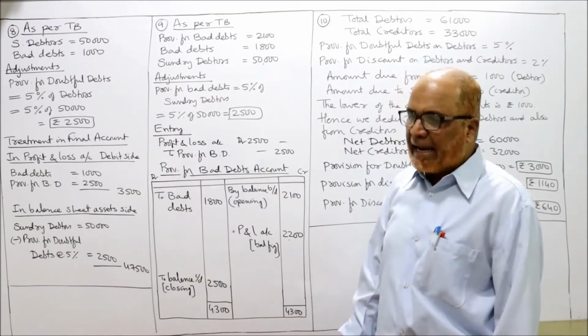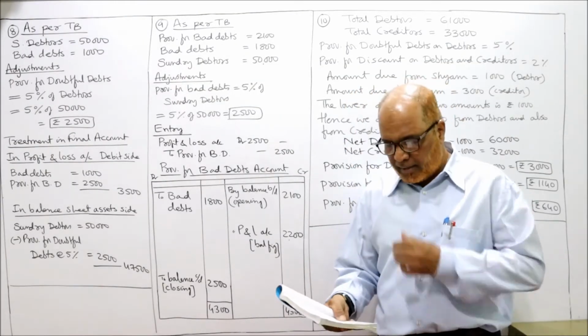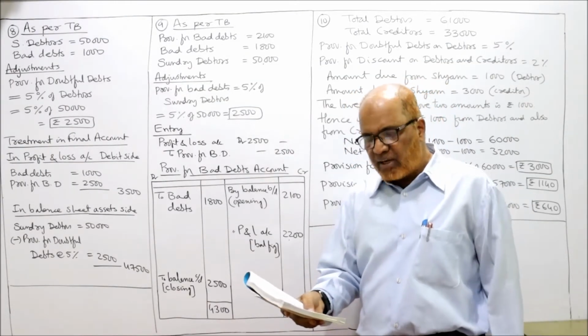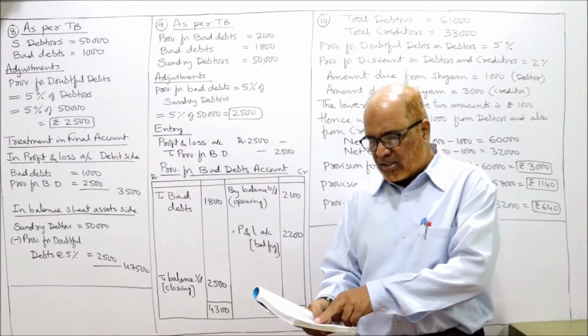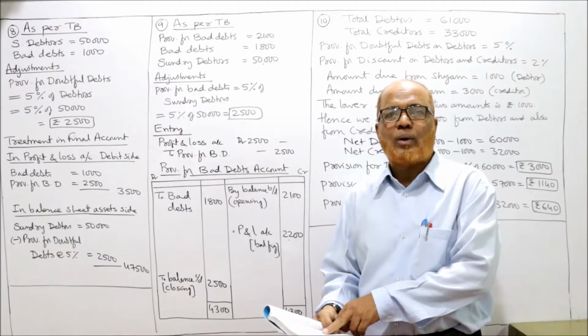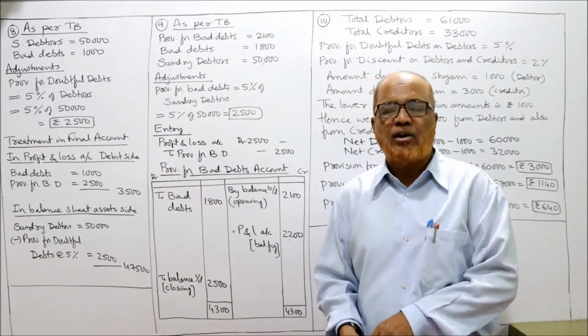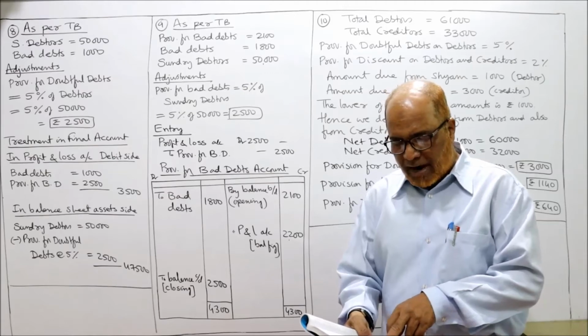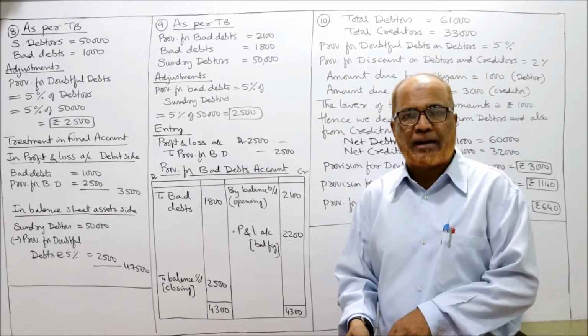So we have completed the 8th problem. Now see the 9th problem. Problem number 9. On 1st January 2013, the beginning of the year, provision for bad debts stood at rupees 2,100. So 2,100 is the provision for bad debts at the beginning of the year. During the year, bad debts amounted to 1,800, actual bad debts.